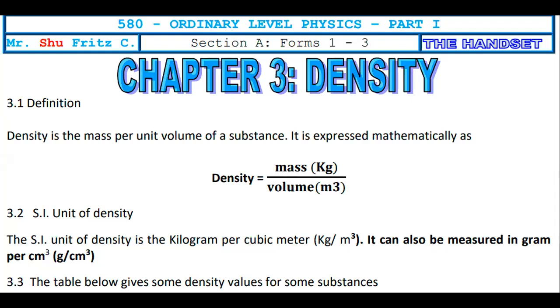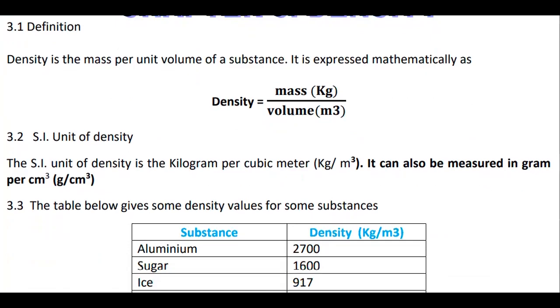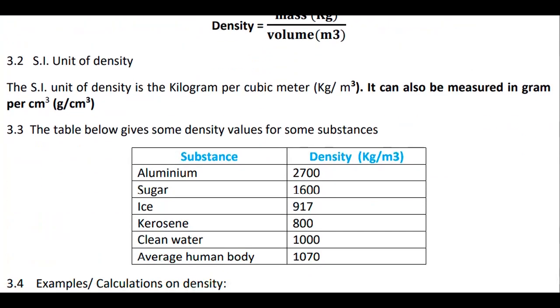So below, we are going to look at some substances and their various densities. The table below shows us that for aluminum, we are looking at the densities in kilograms per cubic meter. So aluminum has a density of 2,700 kilogram per cubic meter. Sugar has a density of 1,600. Ice has a density of 917. If you look at the density of ice and the density of clean water, you see that ice has a lower density than clean water.